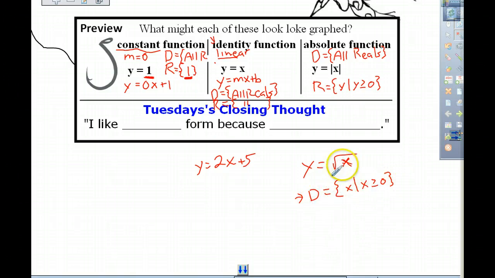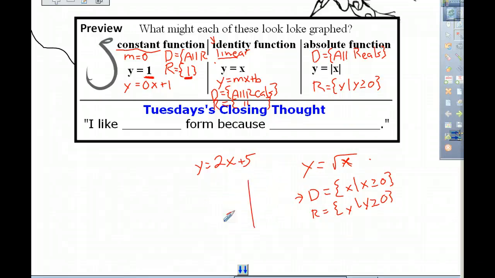You can't plug in negatives anywhere. And the range here will also be the same. You can't get a negative answer either. So you can't plug in negatives, and you can't get a negative answer. So both of these are going to be 0 and above. That's a good example. We don't have all reals for them. And we'll get to graphing these later. This is algebra 2. We'll be graphing square root of x and all sorts of fancy stuff later.